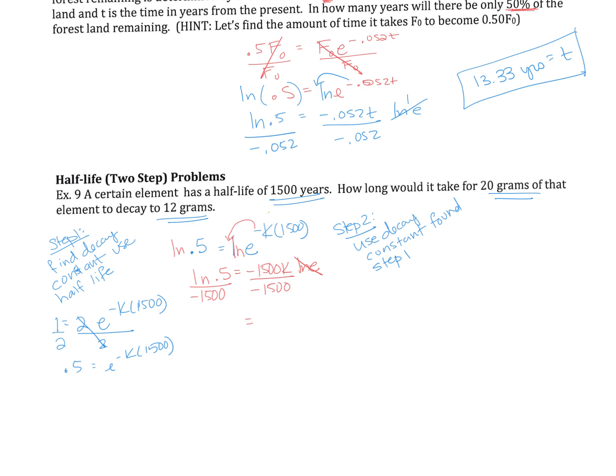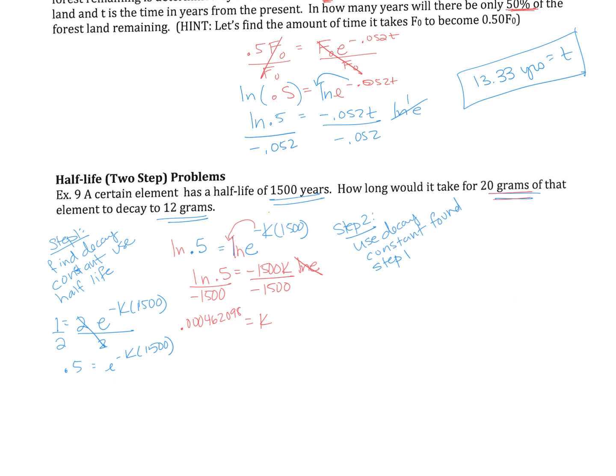When I divide that on my calculator, my k equals a long decimal, and I'm going to keep a bunch of the decimal places: 0.000462098. I'm going to keep a bunch of the numbers because I'm going to use this in another problem. The more decimals I have, the more accurate my next answer is going to be. So now let's do the second part.